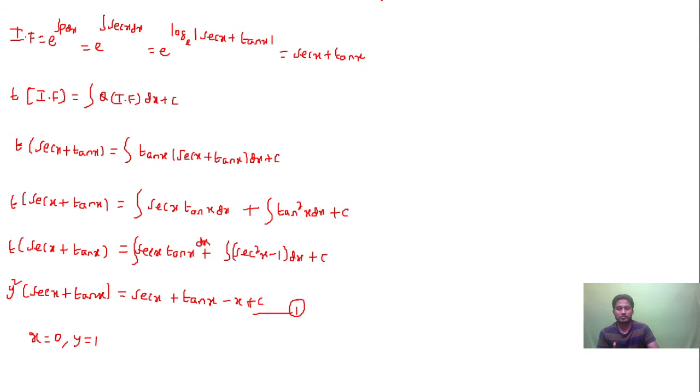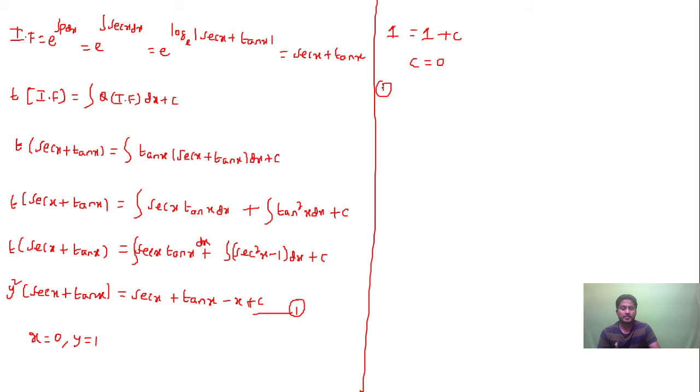Now if I use the boundary values, x equal to 0, y equal to 1, sec 0 is 1, tan 0 will be 0, x is 0, plus c. So c is equal to 0. If I substitute back in equation 1, you will get y squared, t, times the bracket sec plus tan.